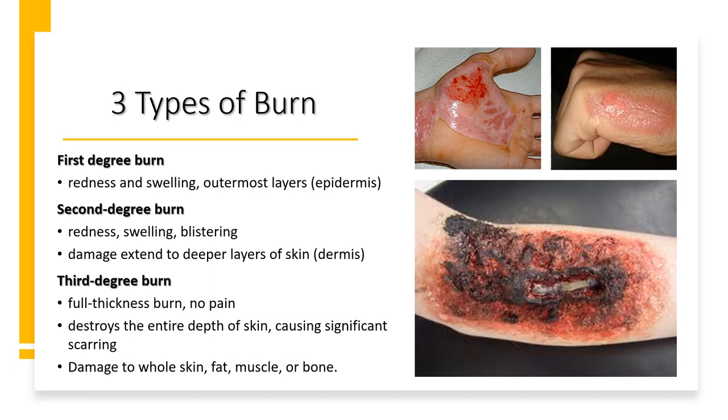So a first degree burn is just the epidermis, maybe a little bit of redness and swelling. A second degree burn is where there's blistering, there's damage to the deeper layers of the dermis, swelling and redness. And third degree burn, which is full thickness, probably no pain, but it does destroy tissue and there would be significant scarring, even if you didn't have to have some form of graft to cover this wound.